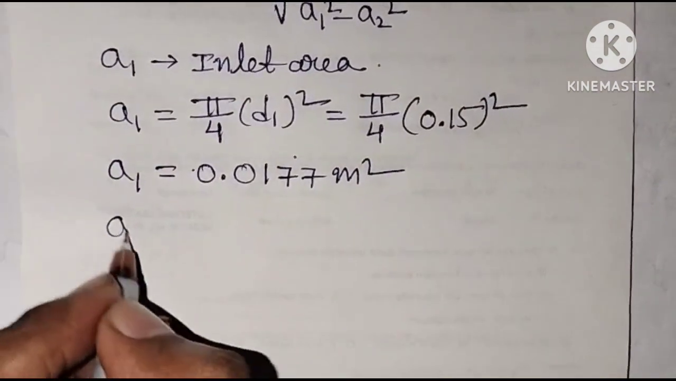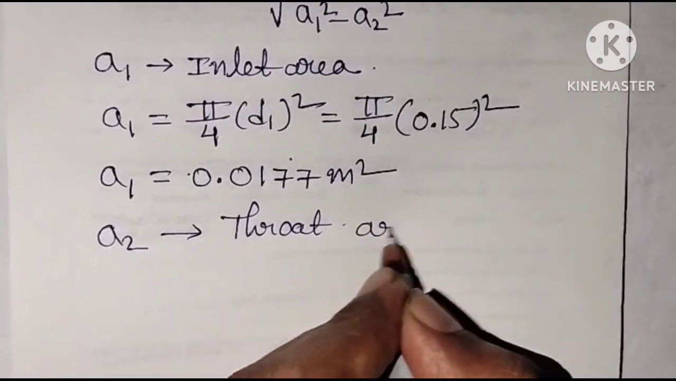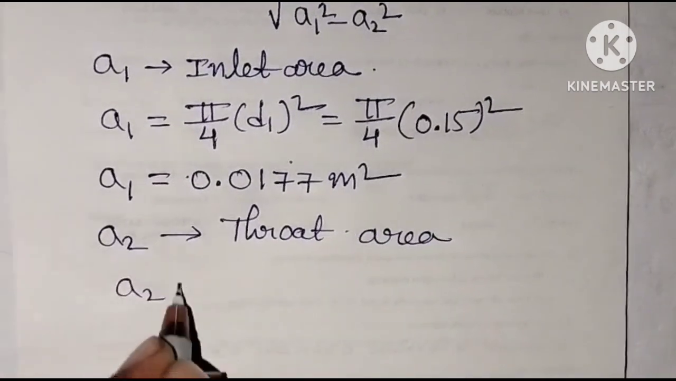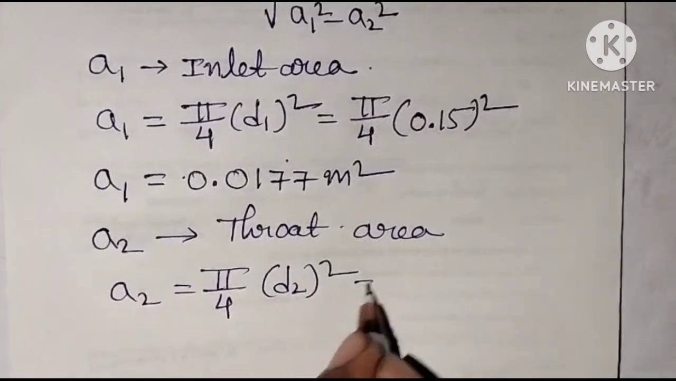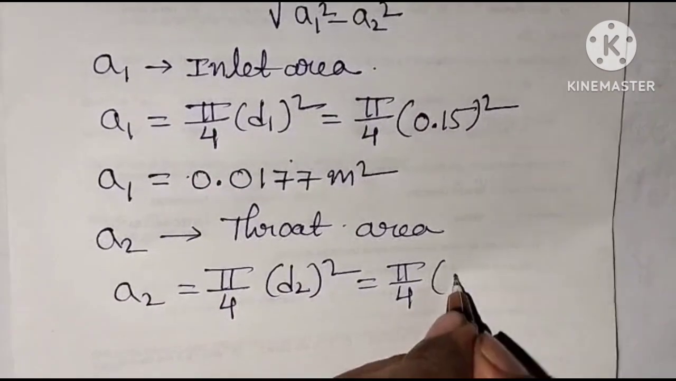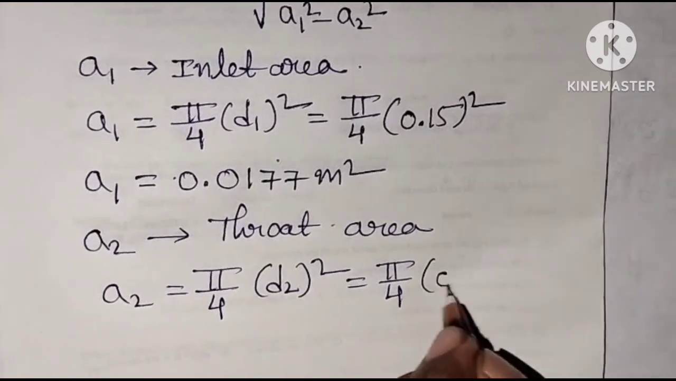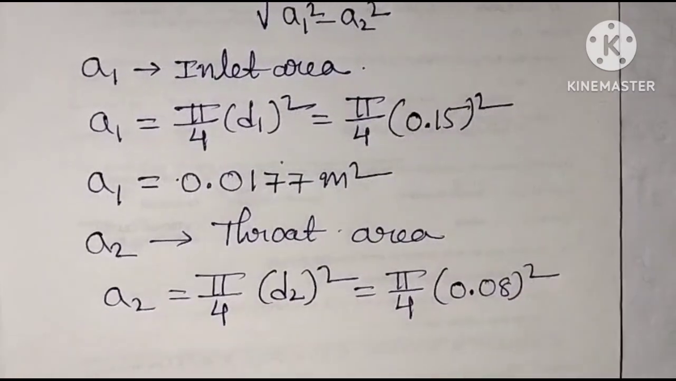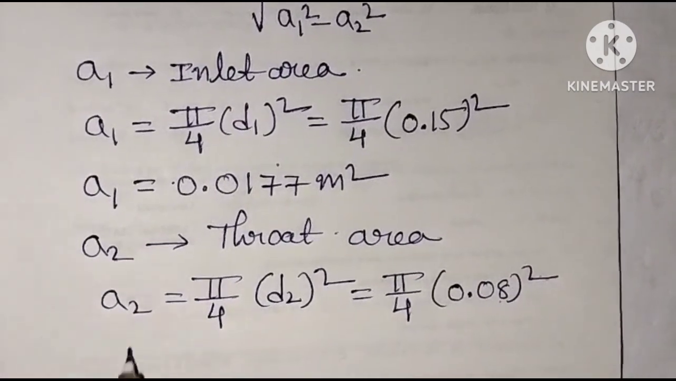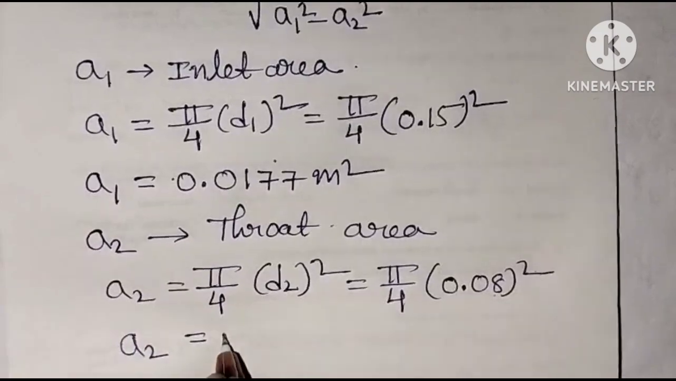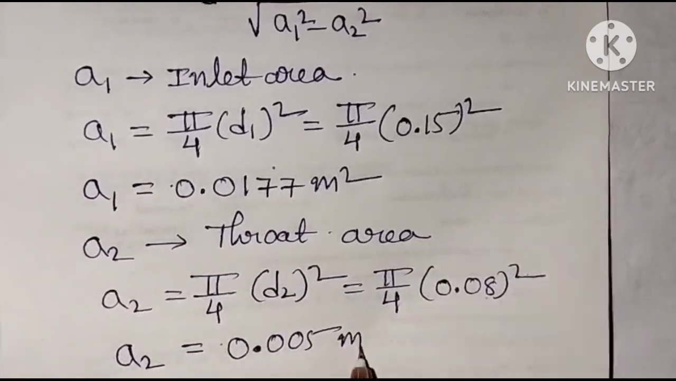And what about A2? A2 means throat area. Again, the throat area formula: A2 is equal to pi by 4 into D2 square. D2 means throat diameter. So throat diameter 0.08 meters, whole square. Then its value is approximately 0.005 meters square.